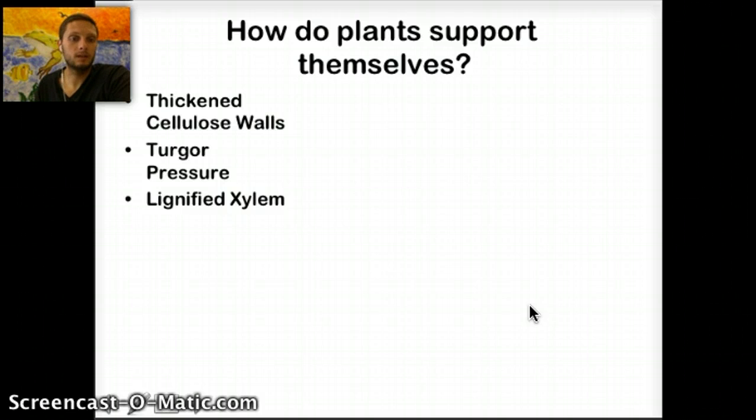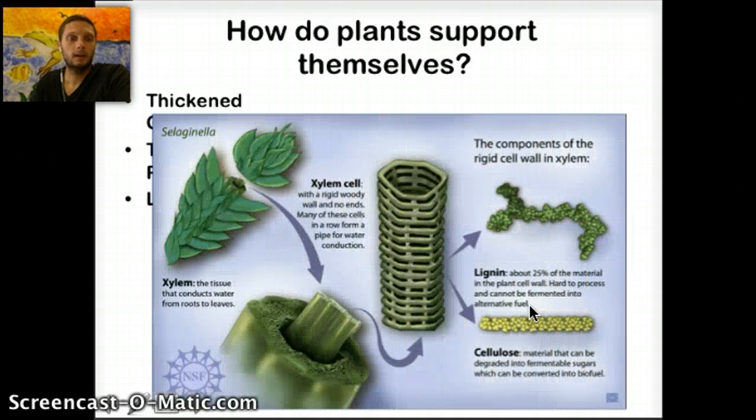The last one is something called lignified xylem, and this is occurring in woody plants in which the xylem is lined with lignin. It's kind of a hardened cellulose thickening, and again, it's used in woody plants. By using this lignin structure and putting it around the xylem, it helps to create a woody structure that helps to support the plants upright. So those are three different ways that the plant can help to support itself.